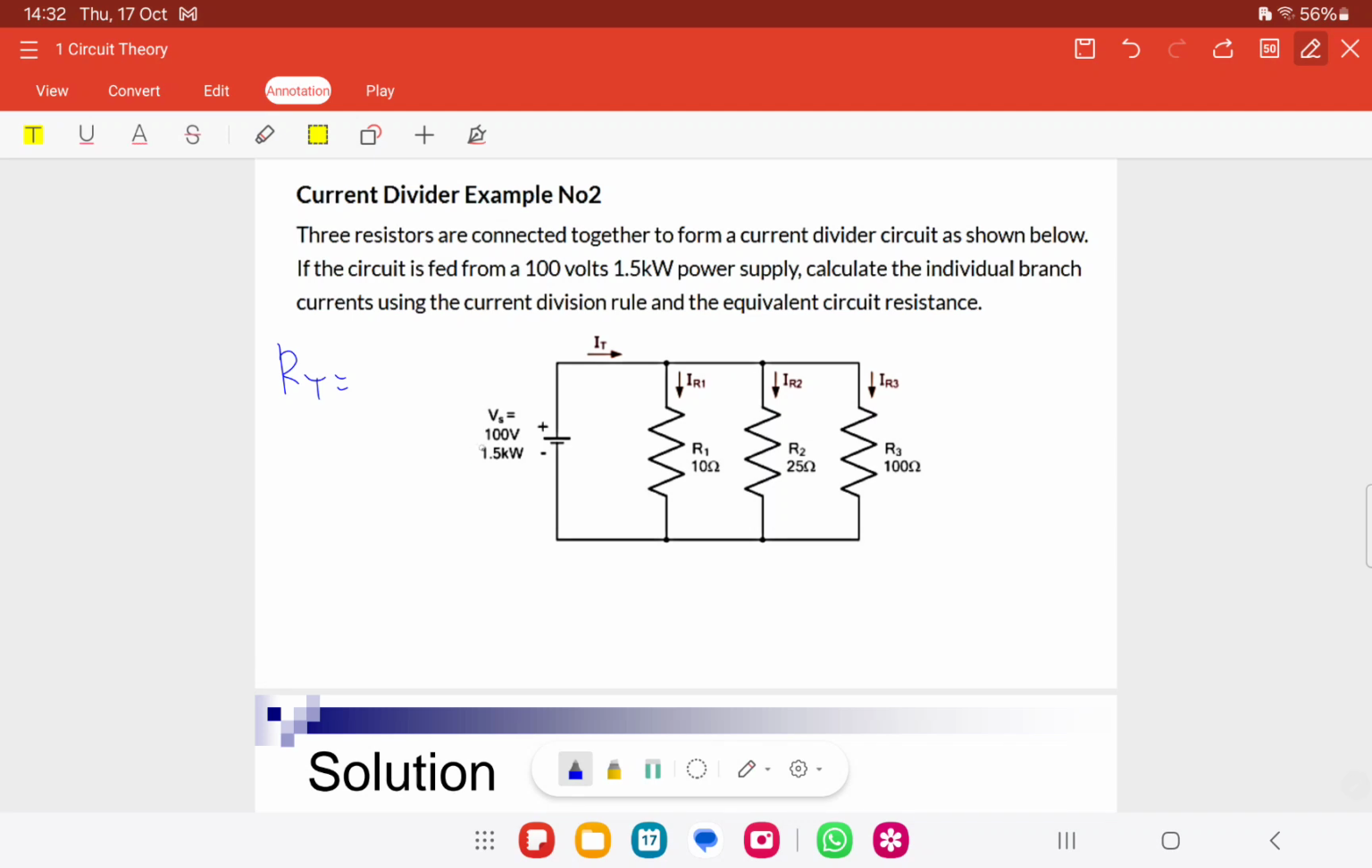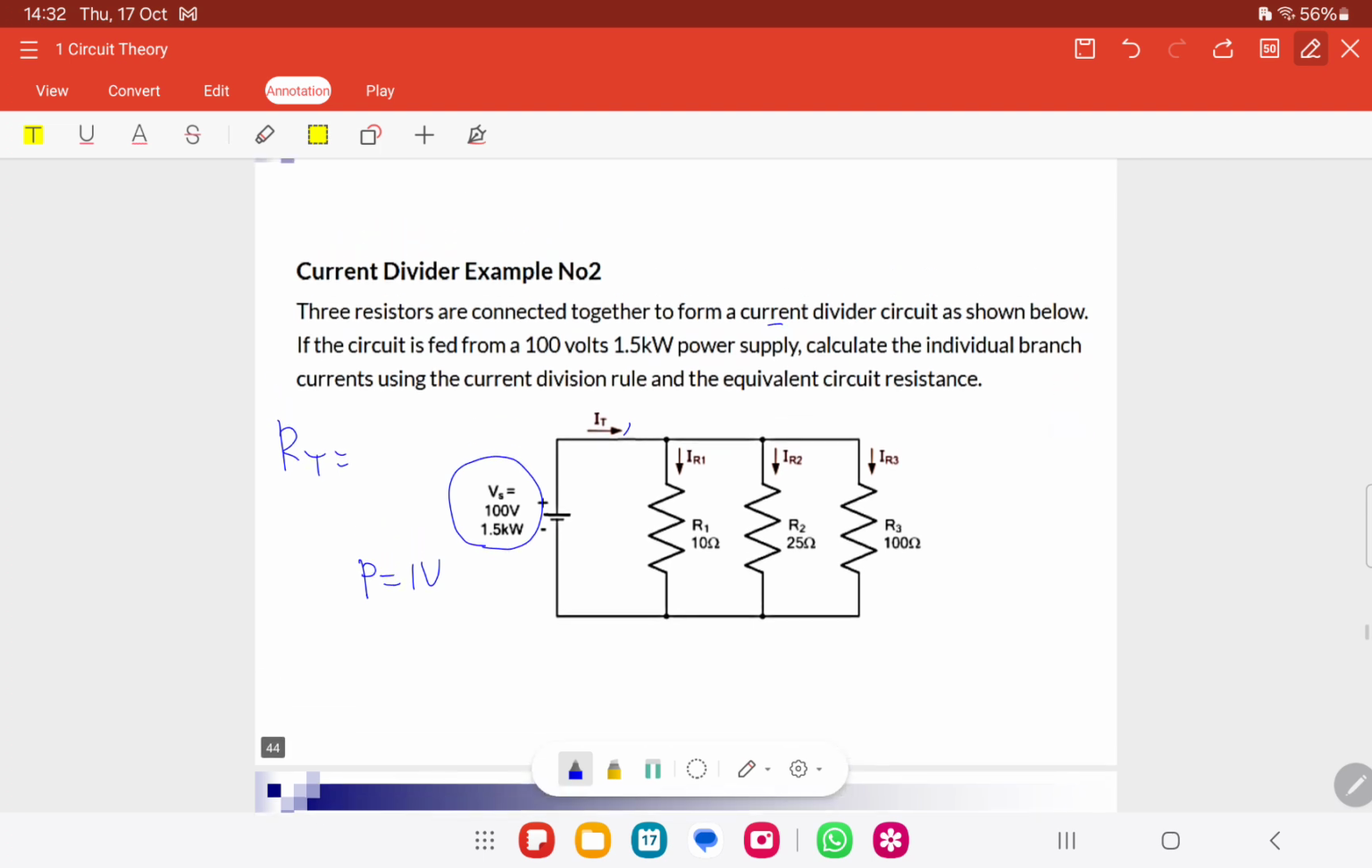Okay. For this question, dia ada bagi power. So you can use P equals to IV to get the I total. Tetapi in order to use the current divider, the formula is, contohnya I1 equals to apa? R over R total terbalik kan? Terbalik. R total atas. Bagus. Saya saja tulis terbalik tu. Multiply with I. Okay. So by default memang kena cari R total kan?